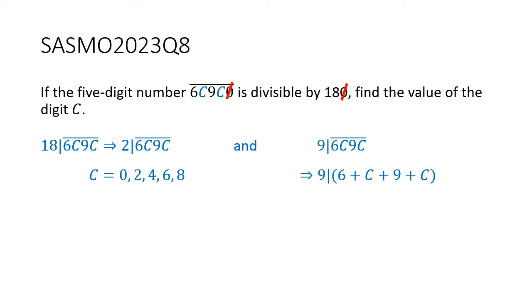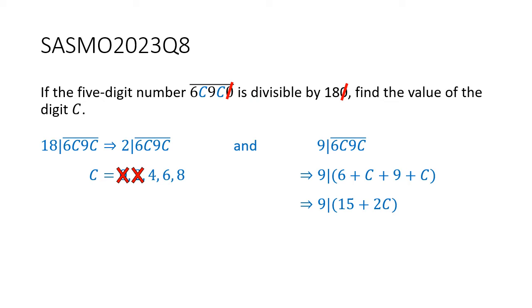Well, if 9 divides this 4-digit number, 6C9C, then 9 must divide the digital sum. So 9 must divide 6 plus C plus 9 plus C. And if we sum that together, this tells us that 9 must divide 15 plus 2C. So what possible C's would do that? Well, 0 doesn't work because 9 does not divide 15. Let's try C equals 2. Nope, doesn't work either. 9 does not divide 19.